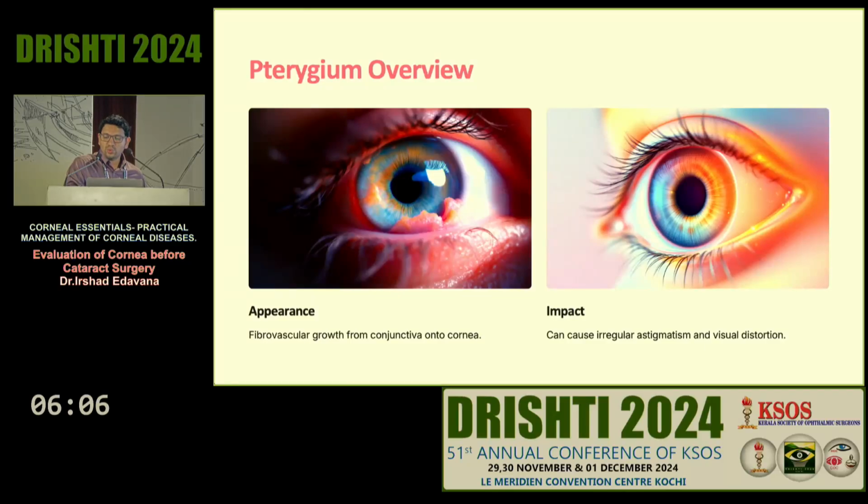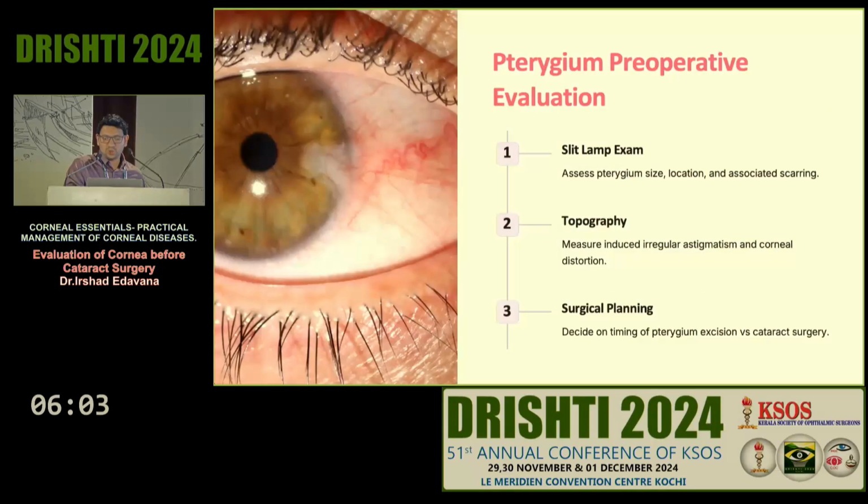Pterygium can lead to irregular astigmatism and visual distortions. So during the slit lamp examination, assess the size, location and associated scarring also, and stain the cornea and see the extent of the lesion. Do a topography, identify the astigmatism. If the astigmatism is irregular and it is encroaching the pupillary area, you have to assess before surgery.